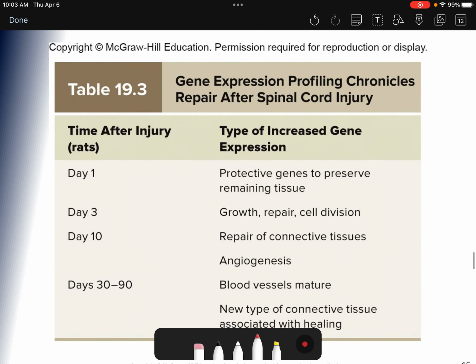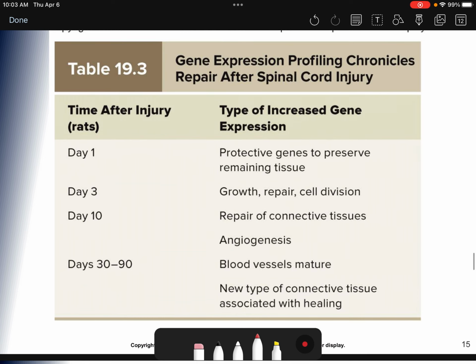So they can look at, let's say, somebody who's had a spinal cord injury, they can look at gene expression of the various RNAs to see if there's any repair going on in that spinal cord, in those connective tissues and so on. And so they can analyze that.